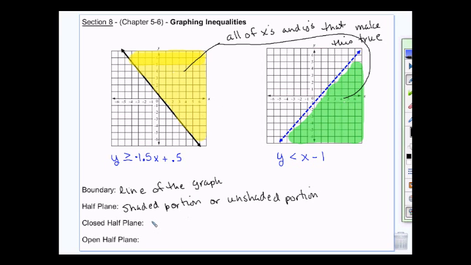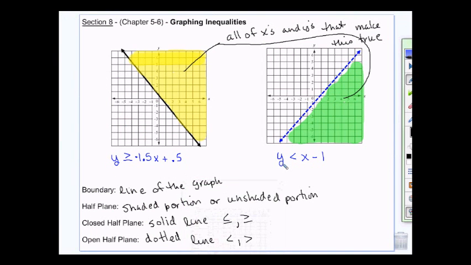A closed half plane has a solid line, which is for less than or equal to or greater than or equal to. And an open half plane has a dotted line, which is less than or greater than.